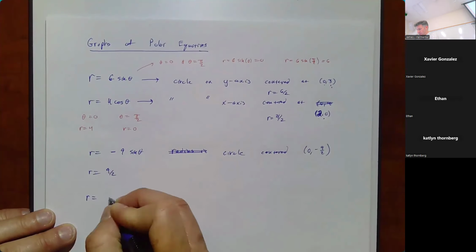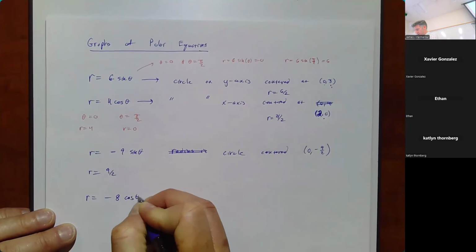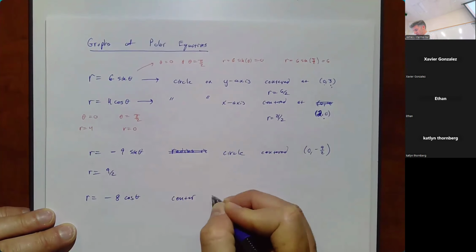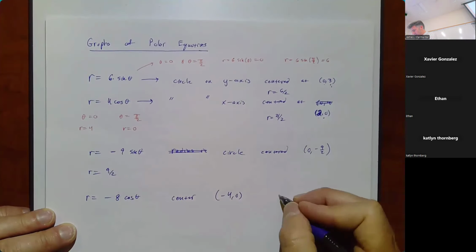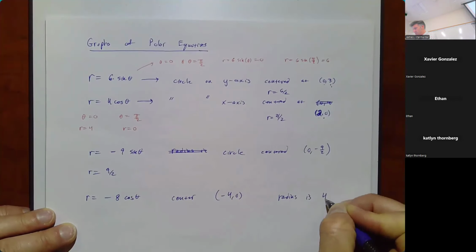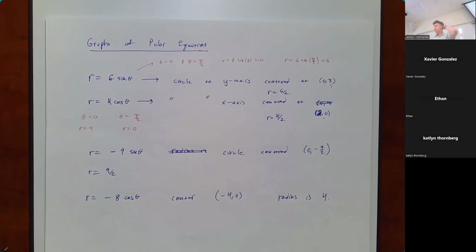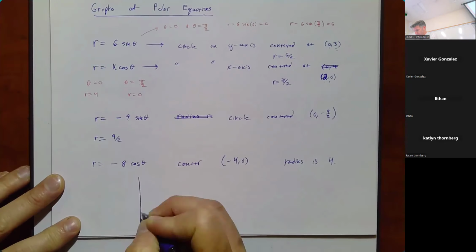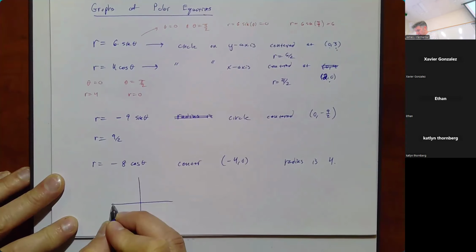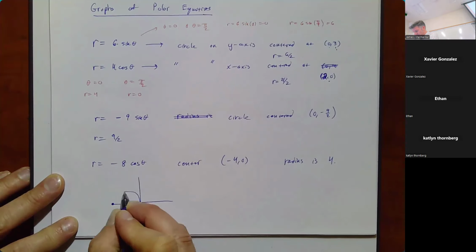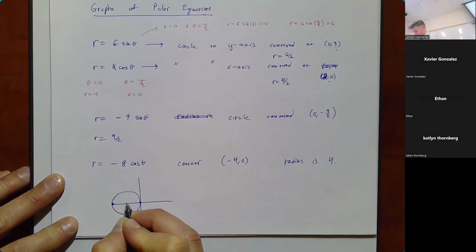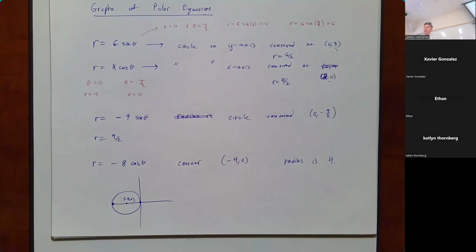And if you had r equal to negative 8 cosine theta, the center is negative 4 comma 0, and the radius is positive 4. So these are some basic polar equations. We can draw them all, right? I mean, if I draw this last one, I'm going to get the point negative 8, 0, and 0, 0, and then draw the circle. And here's the center at negative 4, 0. But nothing really special.